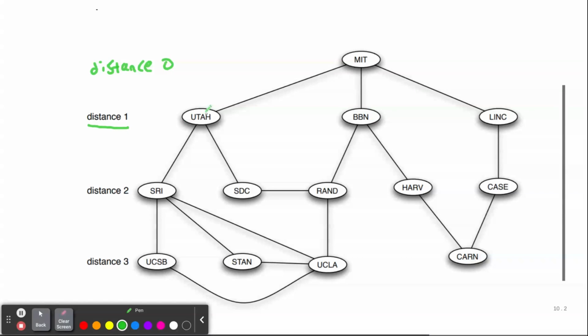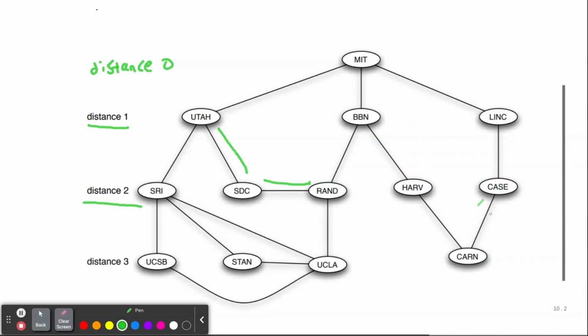We'll then go and consider all of the nodes that are connected to Utah, all the ones that are connected to BBN, and all the ones that are connected to Link. And we'll end up with this set of 5 nodes that are at a distance 2 from MIT. Then we dive down 1 layer deeper. We look at all of SRI's new connections. STC doesn't give us any new connections. It's connected only to Rand and Utah, which we've already accounted for.